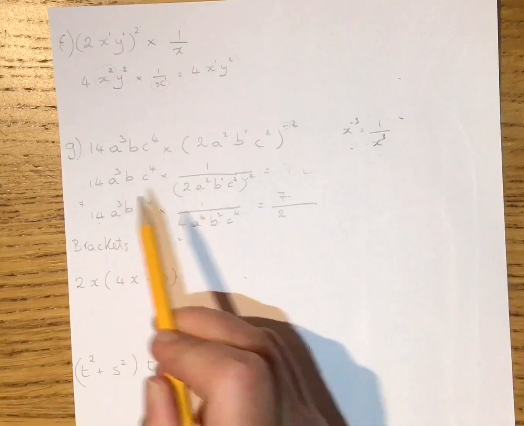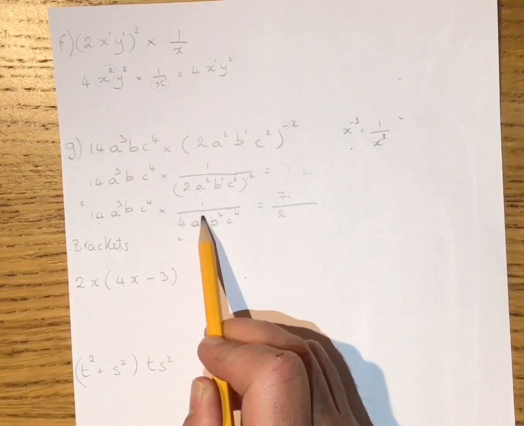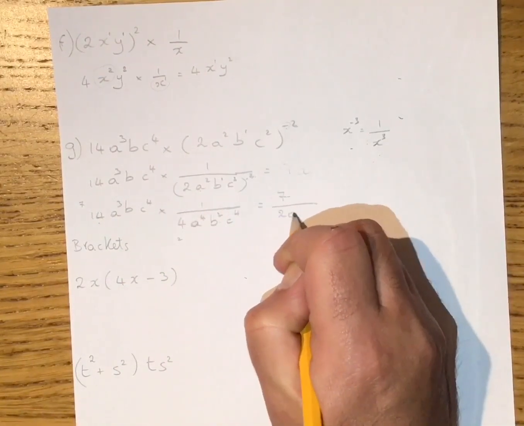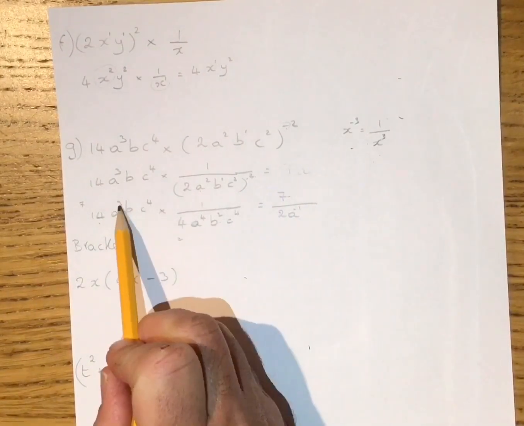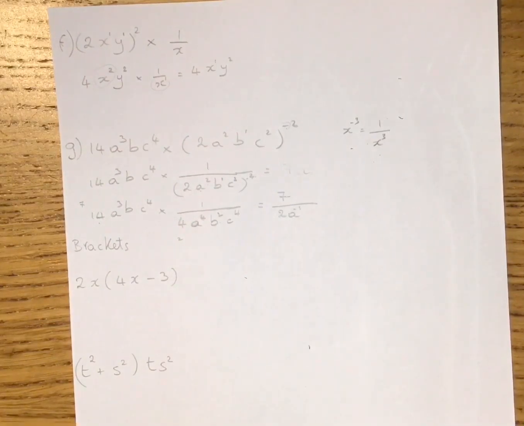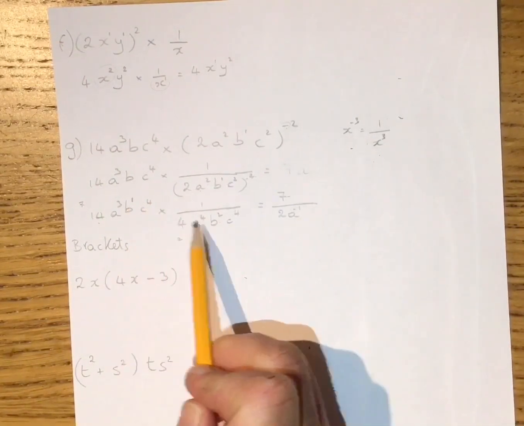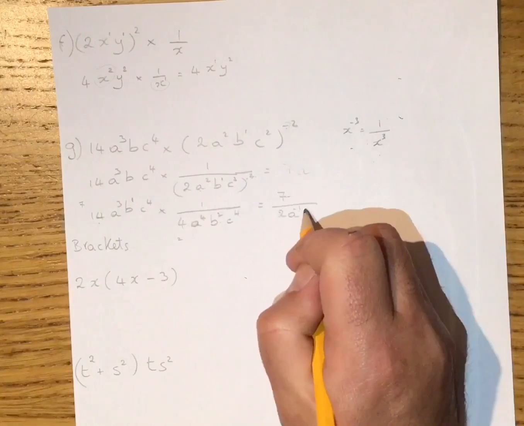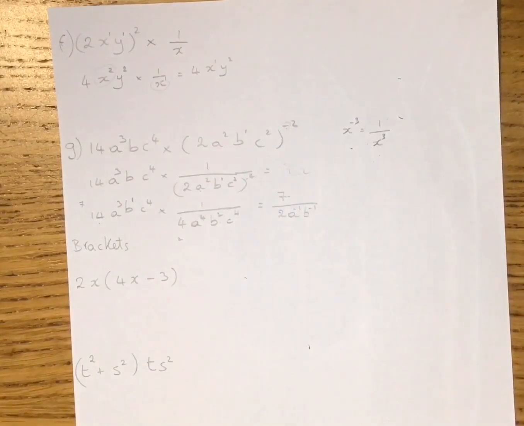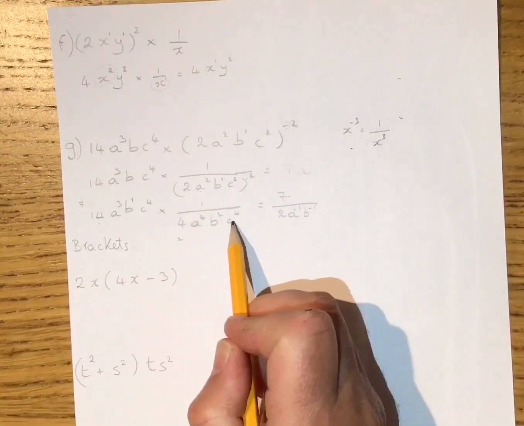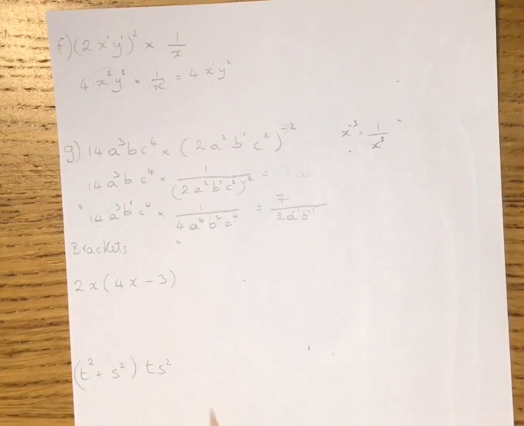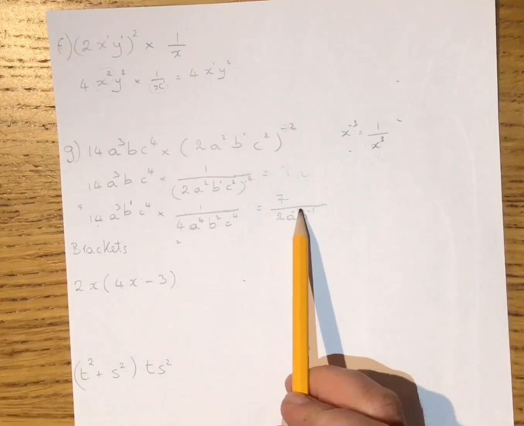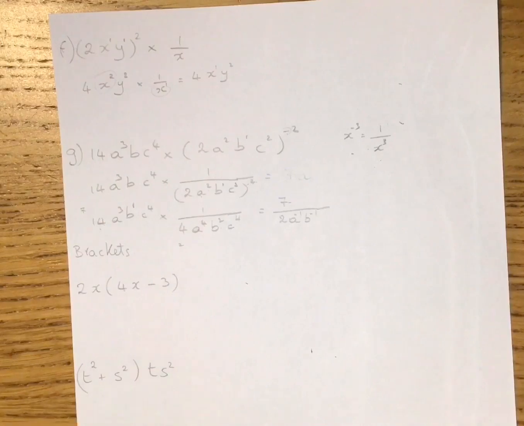a to the power 3 divided by a to the power 4, so the a is a to the power 3 minus 4, minus 1. b, 1 minus 2 is b to the power minus 1. c to the power 4 divided by c to the power 4 is 1, which we don't need to write. Sometimes these questions say give your answer as a positive index, so we need to make sure that our letters have got a positive power.